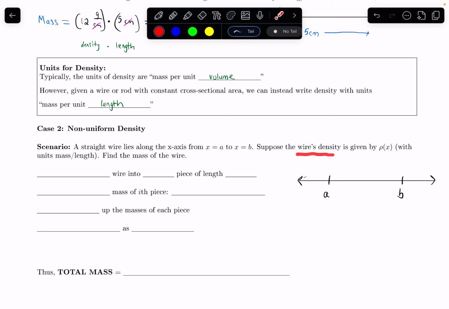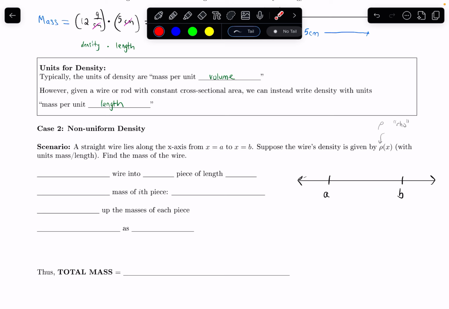And the problem tells me the wire's density is now given by a function. This symbol here that kind of looks like a p, but a little slanted, is a Greek letter. This slanted p is the Greek letter rho. So, rho of x. Rho is a common symbol used for density. This density function has units of mass per unit of length. And I want to find the mass of the wire. So how are we going to do this?